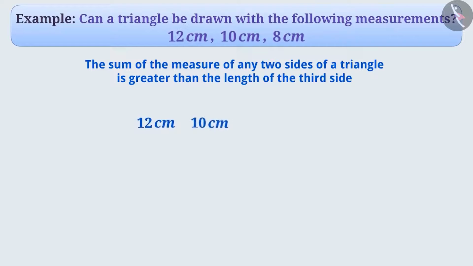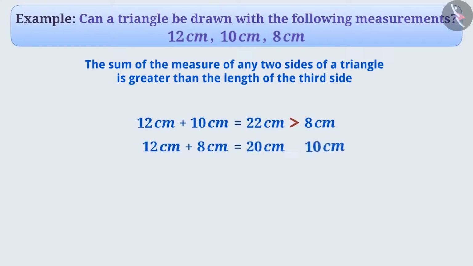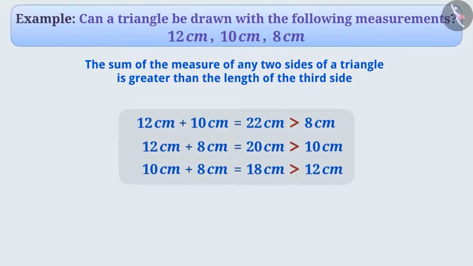If we add 12 cm and 10 cm, the result obtained is 22 cm, which is greater than 8 cm. If we add 12 cm and 8 cm, the result obtained is 20 cm, which is greater than 10 cm. Similarly, if we add 10 cm and 8 cm, the result obtained is 18 cm, which is greater than 12 cm. By looking at these three conditions, we can say that on the basis of the given measures, we can form a triangle.